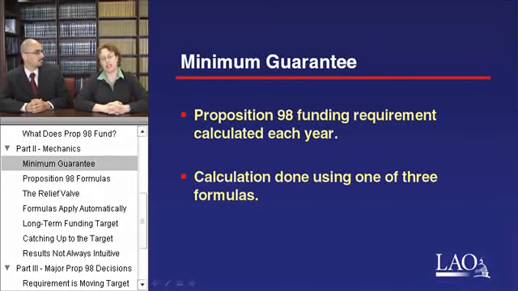Specialized Proposition 98 vocabulary will appear in green font. Each year, the state calculates the required funding level for K-14 education. Their requirement is known as the minimum guarantee. The calculation is done using the constitutional formulas put in place by Proposition 98. These formulas are known as tests. Each year, one of three formulas, or tests, applies.